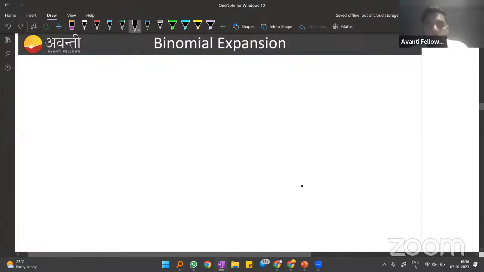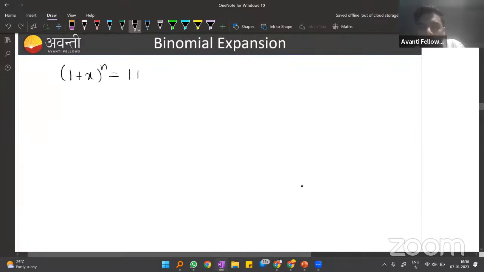Now, binomial expansion. I'm not going to teach you the whole chapter because it's part of mathematics, right? nCr, x to the power n minus r, a to the power r. So the special case of it, which we use very often in physics, is 1 plus x to the power n.